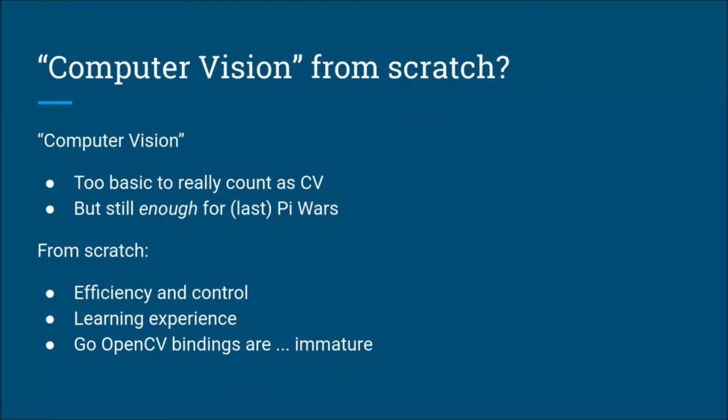It's not because I want to show off. It's because I use Go, and the OpenCV bindings for Go are really bad. But also that you can learn something that way. I only had a Pi Zero, so I wanted it to be quite fast. I wanted to be able to control it. And I want to try and show that you can do this yourself, basically.